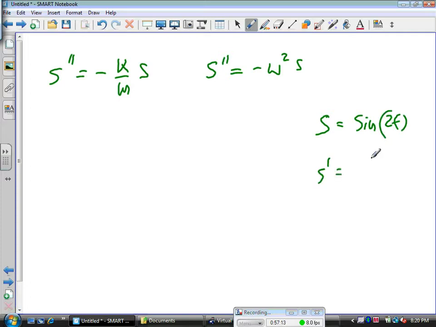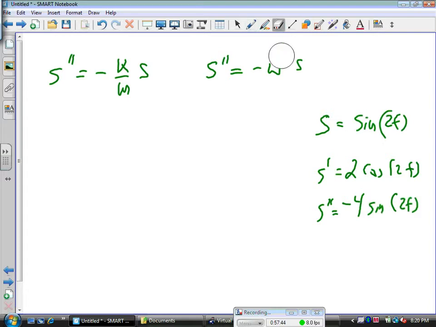What's s prime? How do you take the derivative of sine of u? Chain rule. Cosine u du, right? Okay. What's s double prime? Negative sine u du. Well, the 2 comes out times the other 2 is 4. So whatever I started off with here, I get its squared term out here. Okay, so in other words, I just solved this. Is that the only way to solve that?